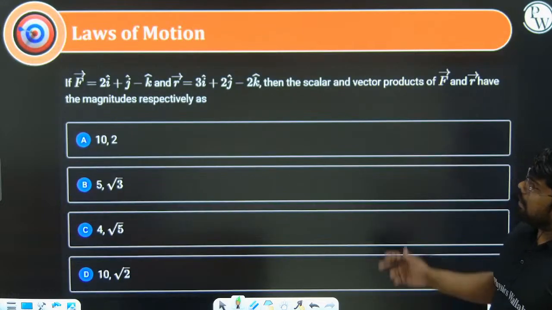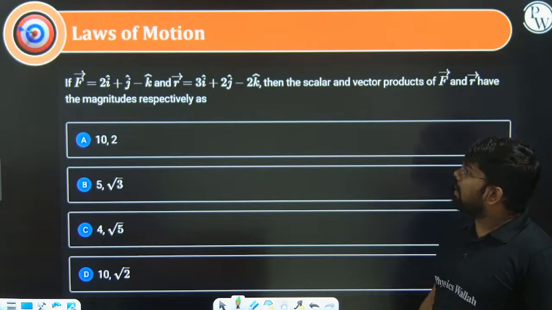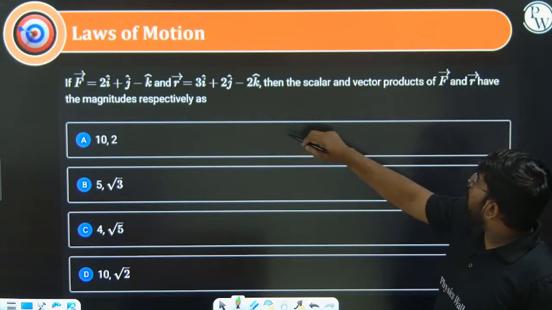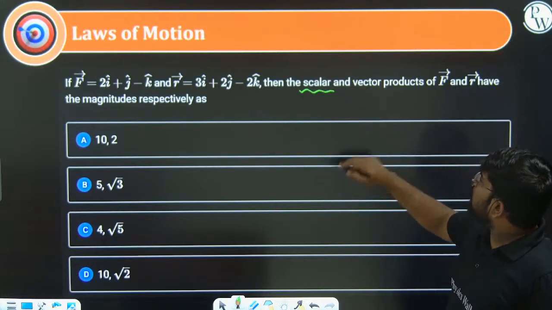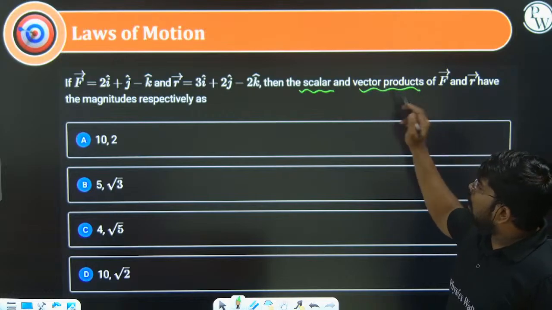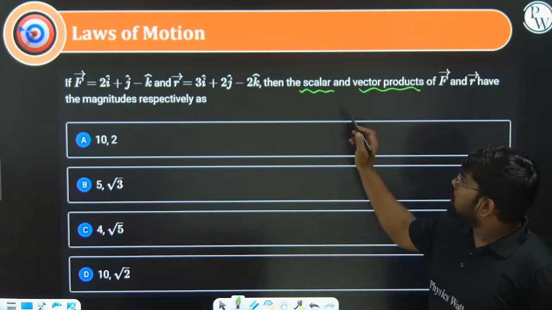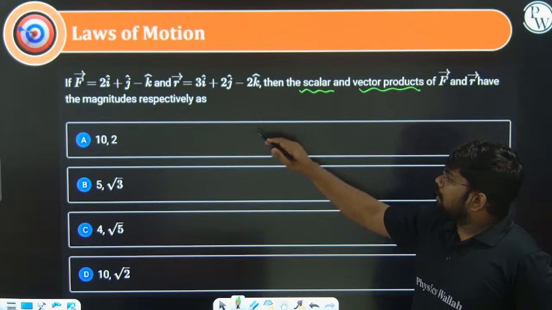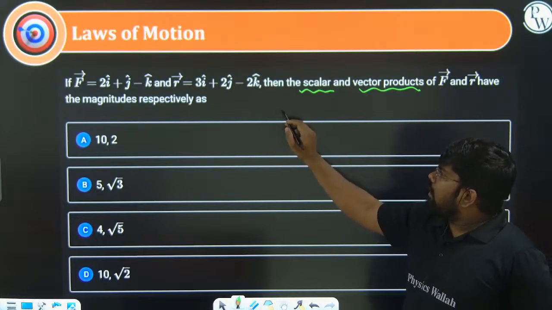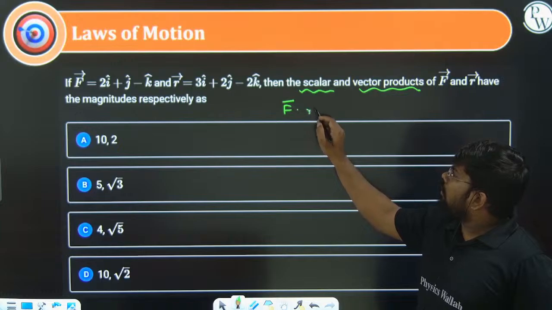Next, again, simple direct questions. We are coming back to vectors finally. So we have F, we have R. They're asking how much the scalar product is, then what are the magnitudes of the vector product. So what is the dot product? F dot R, how do you find it?